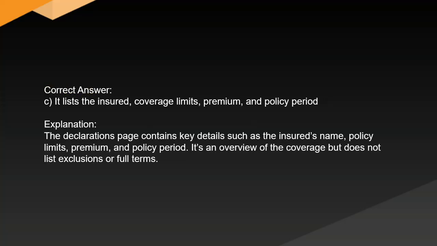Correct answer: C. It lists the insured, coverage limits, premium, and policy period. Explanation: The declarations page contains key details such as the insured's name, policy limits, premium, and policy period. It's an overview of the coverage but does not list exclusions or full terms.